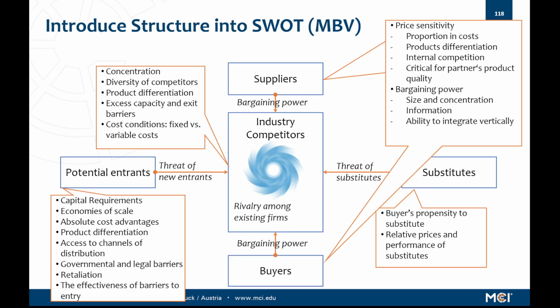This is the 5 forces framework. As you know, these are the rivalry among existing firms, threat of entrance, threat of substitutes, bargaining power of suppliers, and bargaining power of buyers. And for each of these forces, you have several items that you can look at.